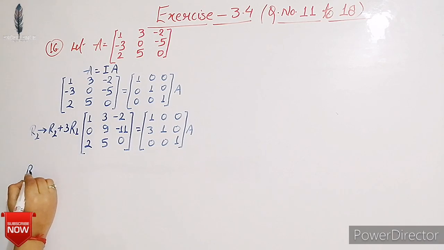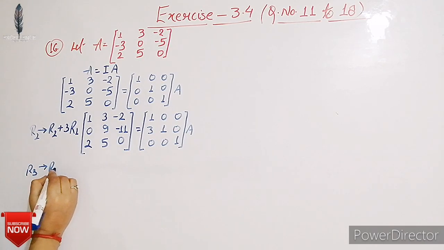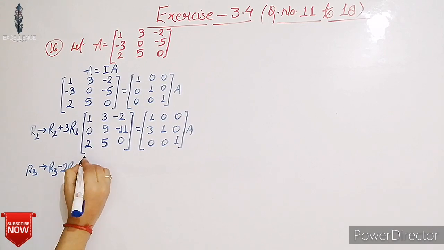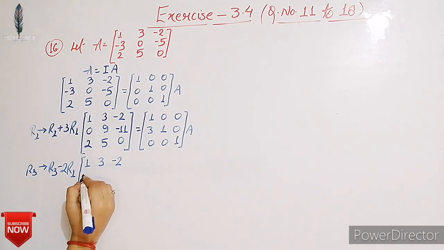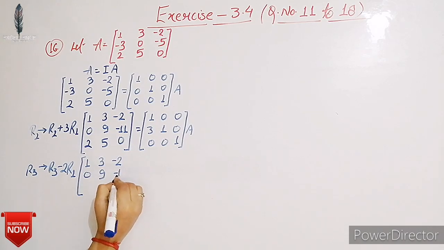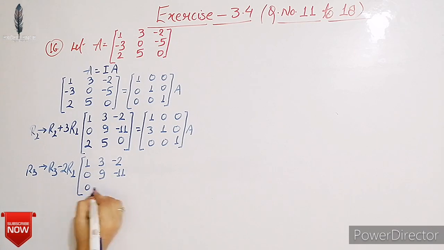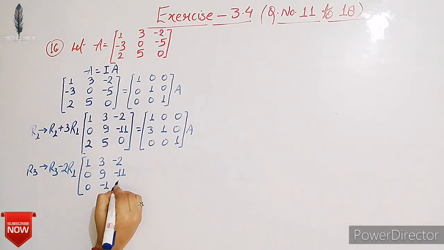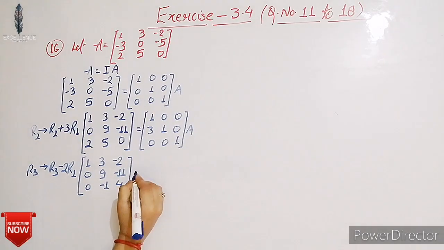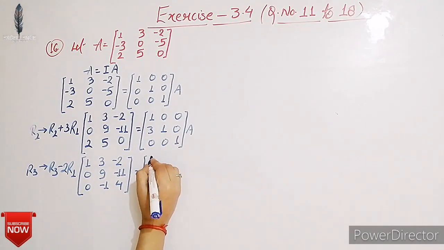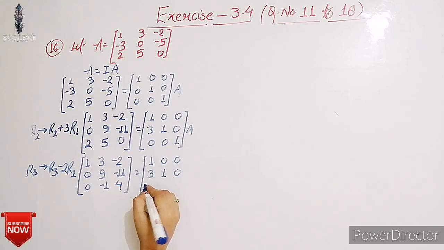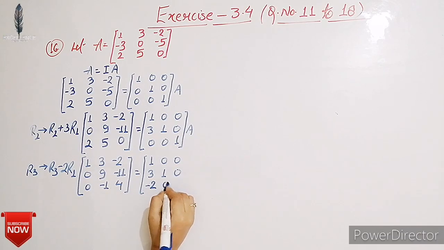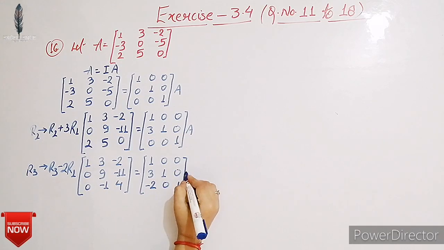Now change the 2 into 0. So R3 changes to R3 minus 2R1. R1 is same, R2 is same, and R3 becomes 0 minus 1 4. Same in RHS. R1 same, R2 same, and R3 becomes minus 2 according to R3 minus 2R1, and 0, and last element is 1.